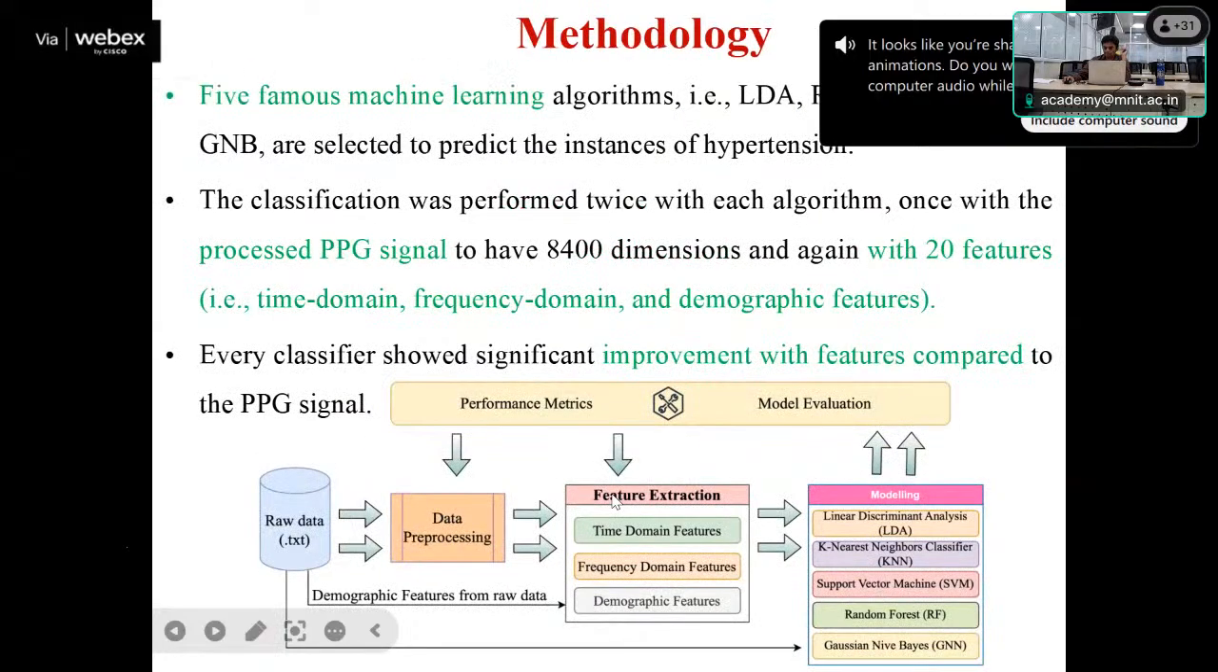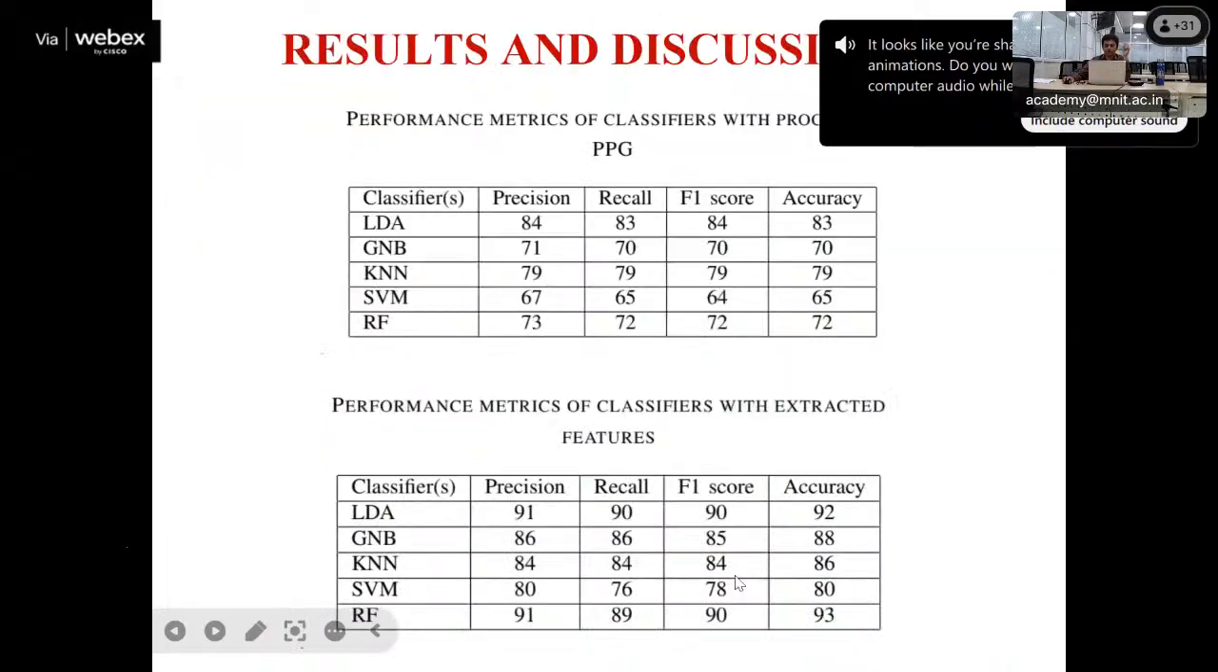We have applied feature extraction, where we applied time domain, frequency domain, and some demographic features. Then we applied classification models: LDA, KNN, SVM, random forest, and Gaussian naive Bayes, through which we are able to classify the CVD patient and non-CVD patient from a PPG with very good accuracy.